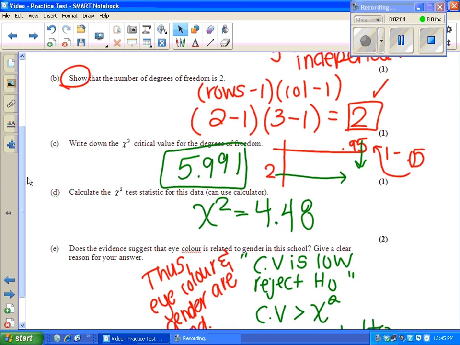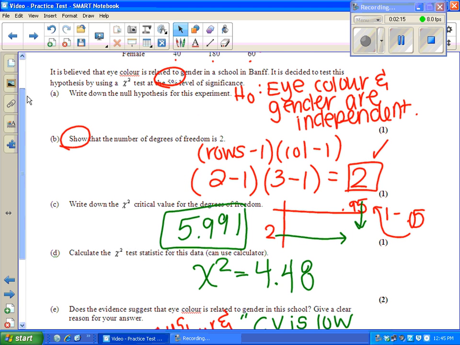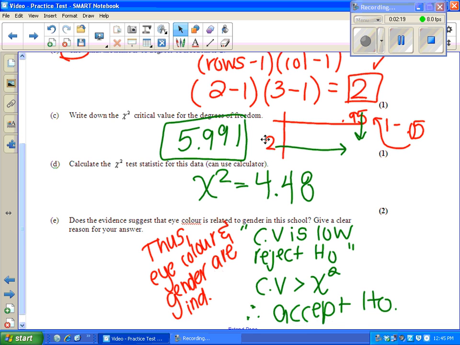Part C, the critical value, or chi-squared critical value. I knew that I would be using the chart from my formula page. The top value would be 1 minus 0.05. 0.05 was given to us earlier as a 5% level of significance. And then I knew on the left, it would be 2 for the degrees of freedom. If I follow those over, I would get 5.991 as my chi-squared critical value.